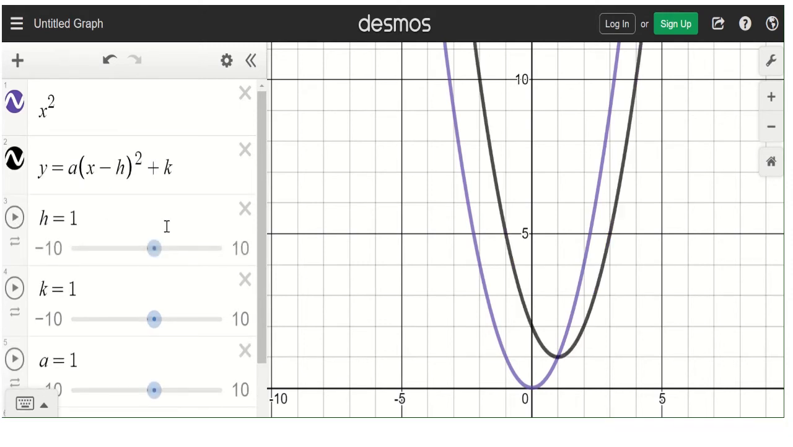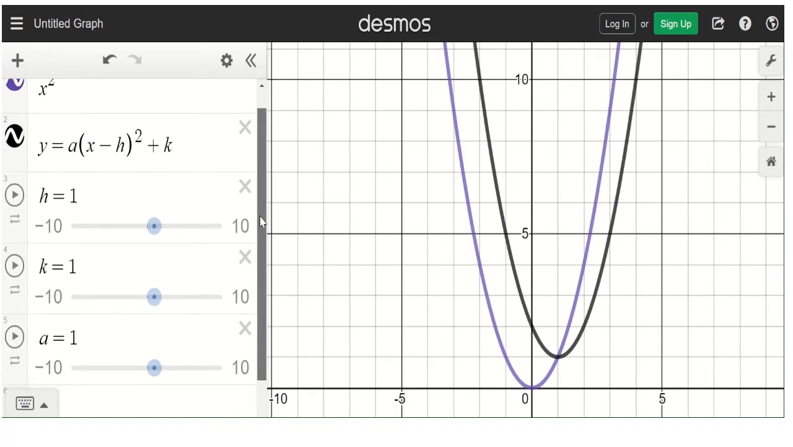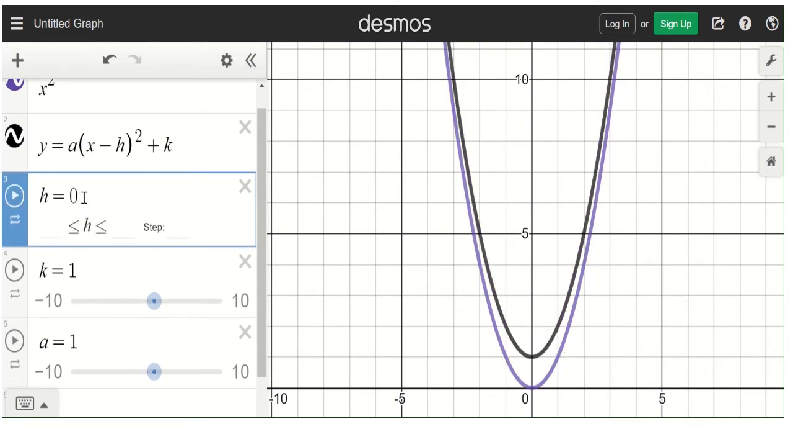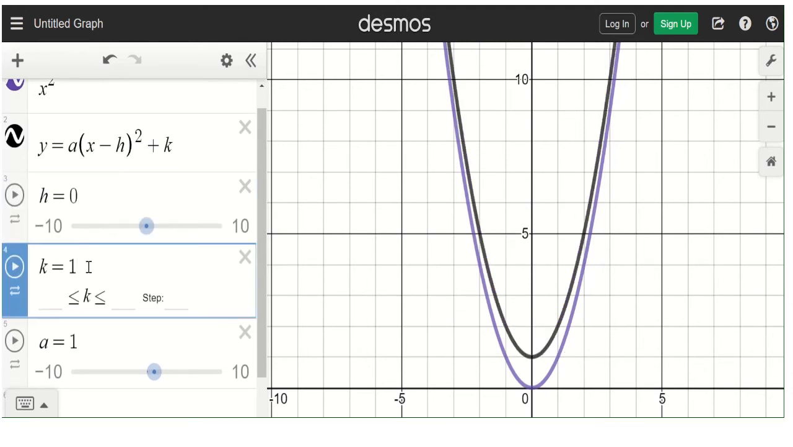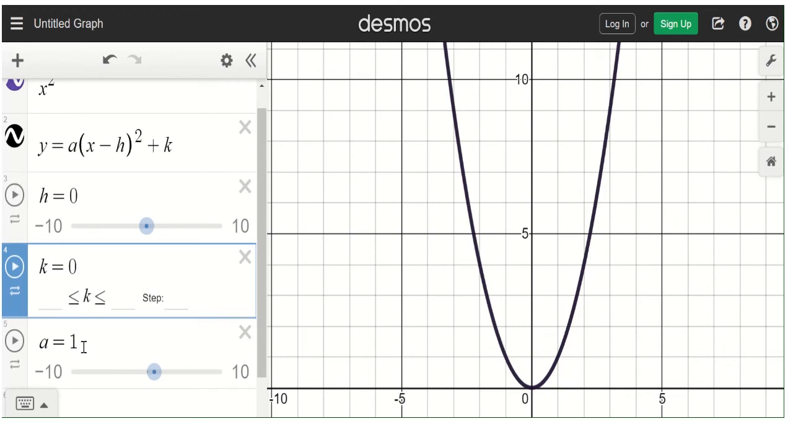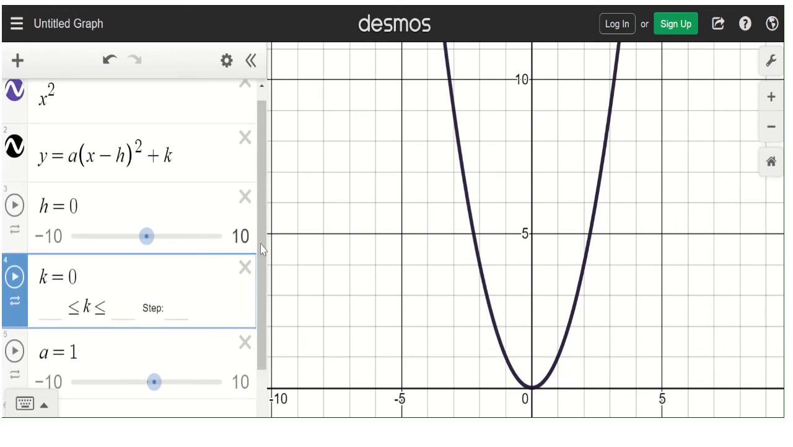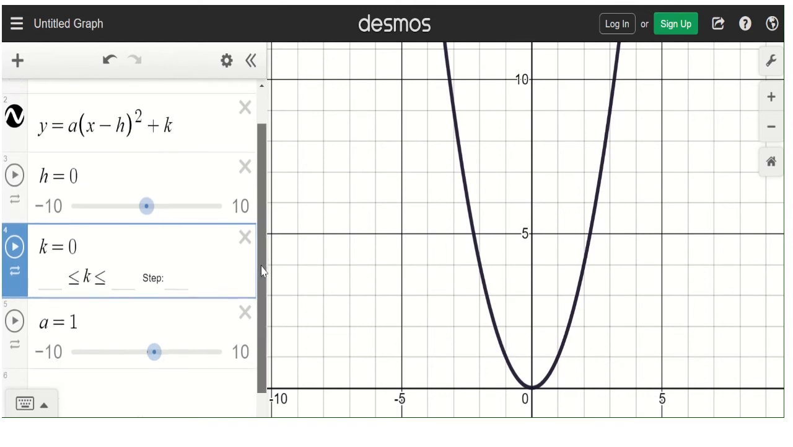And I'm going to put h in there as well, but I'm just going to restrict h to be 0. So I'm going to set them all to be 0. Okay, and a is going to be 1. But we're not going to touch it. We're only focusing on a and k. So let's see what happens when I hit play on the a parameter.